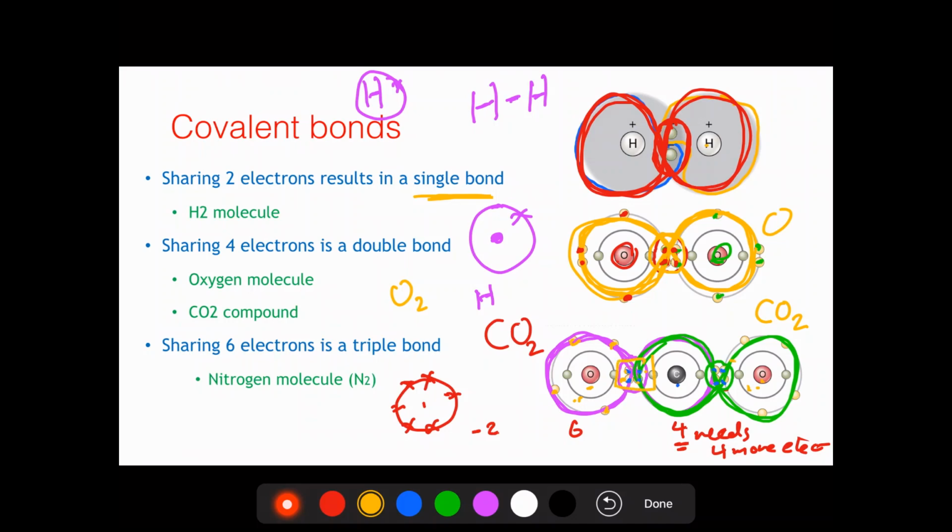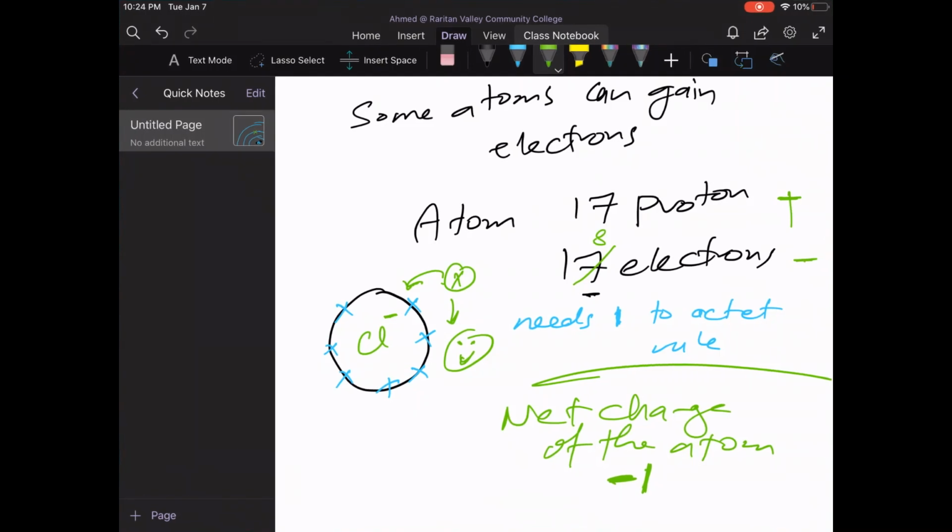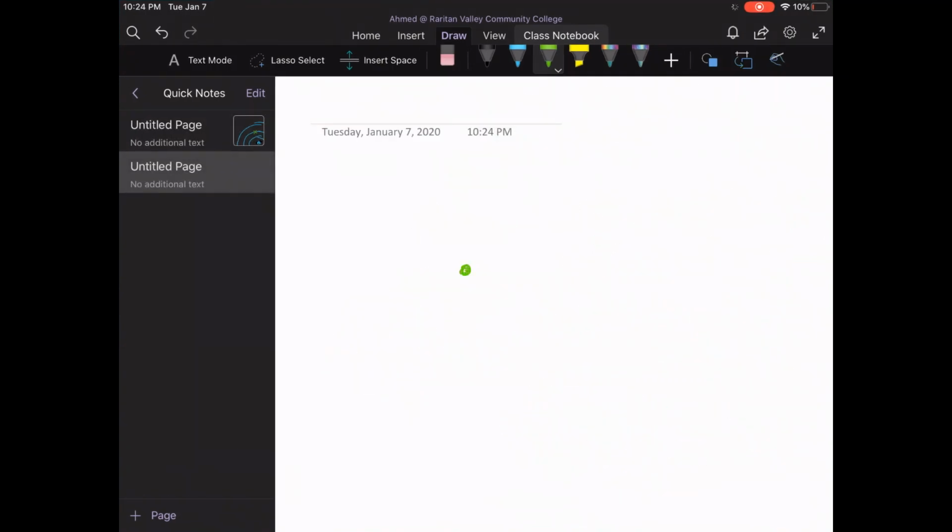Now, in both cases, we are sharing 2 pairs of electrons. In this case, it's a double bond. Now, we also have cases in nature when we have 6 electrons shared, like the case of nitrogen. In the case of nitrogen, nitrogen is very unique. Let's see this. Because nitrogen has 5 electrons in its valence shell. So this is one nitrogen. Let's say this is another nitrogen.